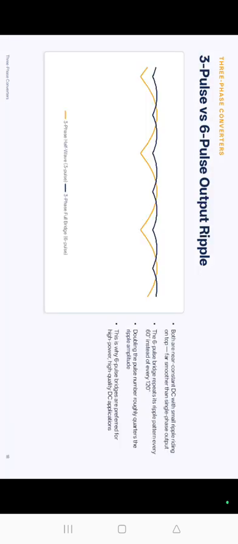Next one is the 3-pulse versus 6-pulse output ripple. Both give near constant DC, with small ripple riding on top, smoother than single-phase output. The 6-pulse bridge repeats its ripple pattern every 60 degrees instead of every 120 degrees. Doubling the pulse number roughly quarters the ripple amplitude. This is why 6-pulse bridge rectifiers are preferred for high power, high quality DC applications.